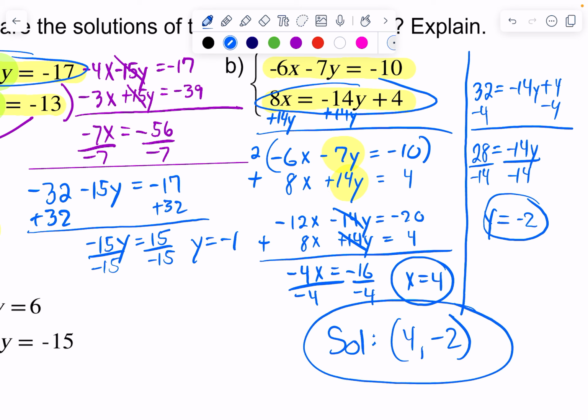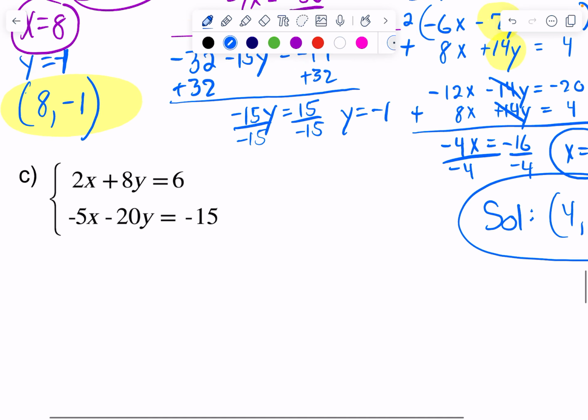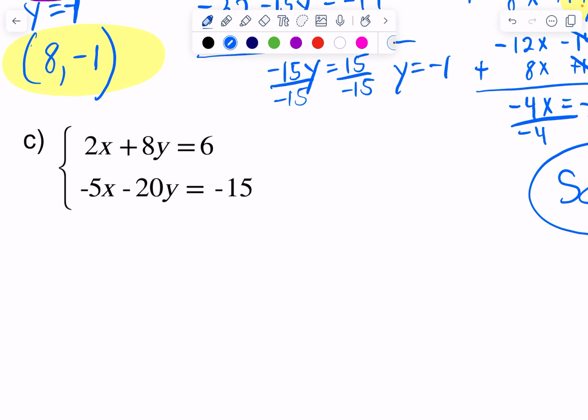Let's go. Last mechanical question. Let's go ahead and solve this by elimination. And here you choose what you want to solve for. Me personally, I'm going to go ahead and eliminate, let's say, the x's. And to do that, I'm going to multiply the first equation by a positive 5 and the second equation by a positive 2. So now I'm going to remember to distribute.